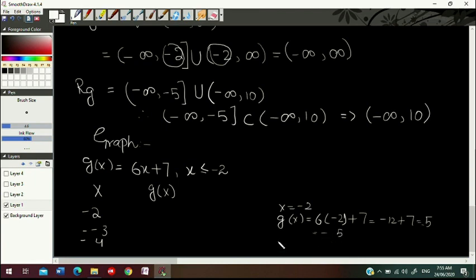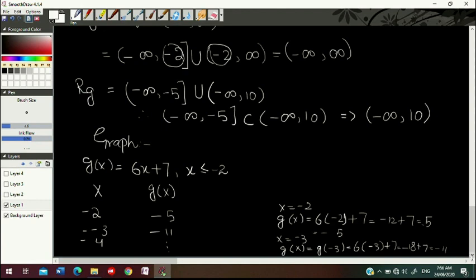And for x equals minus 3, g of x means 6 times minus 3 plus 7, which is minus 18 plus 7, equal to minus 11. So here we have minus 5, minus 11 and so on. And these are the points for the first graph.